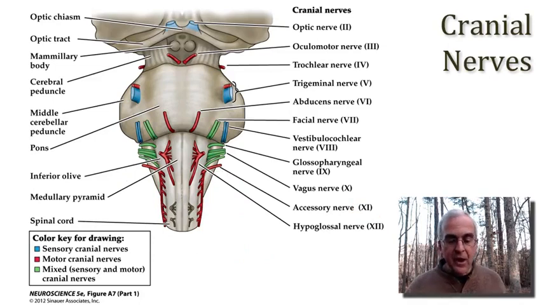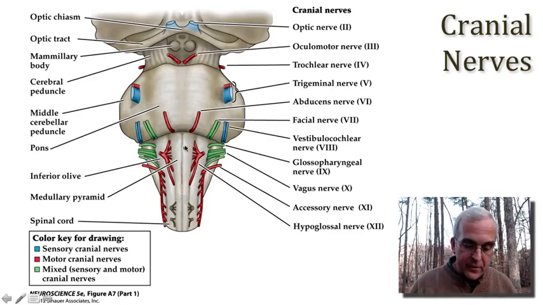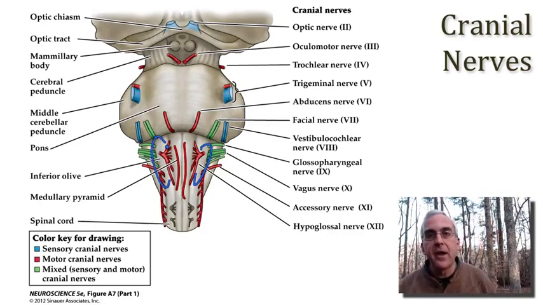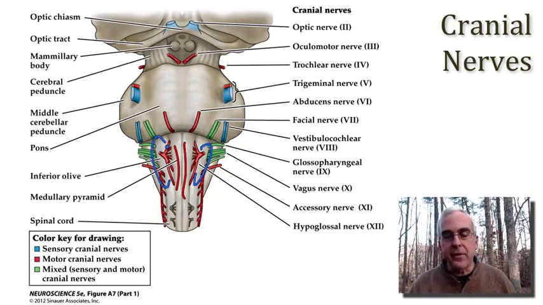And then lastly, the hypoglossal nerve. I mentioned the medial medullary pyramids right along the midline of the medulla. Here they are here. And then just to the lateral aspect of the medullary pyramids is this olivary structure, the inferior olive. And between the pyramid and the olive, then, that's where we find our hypoglossal nerve.